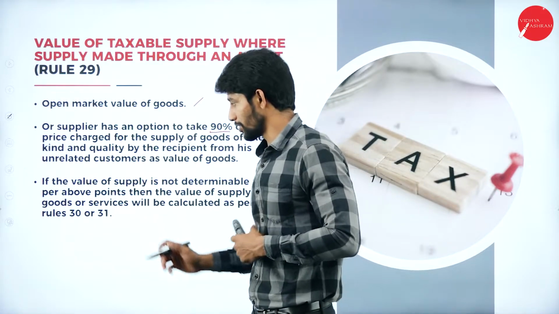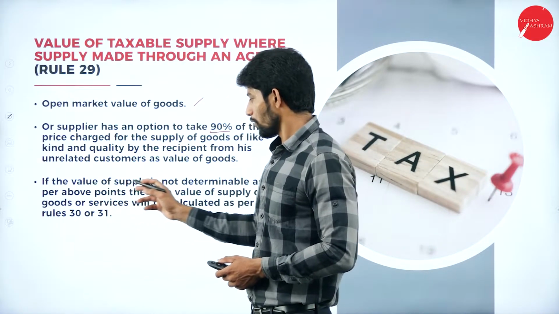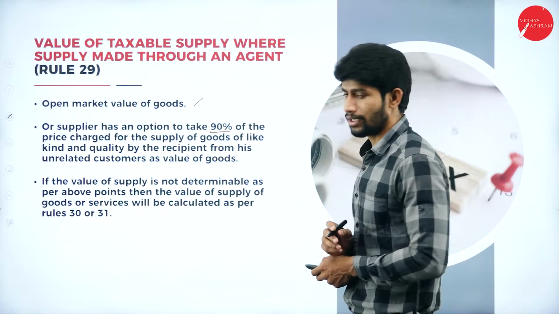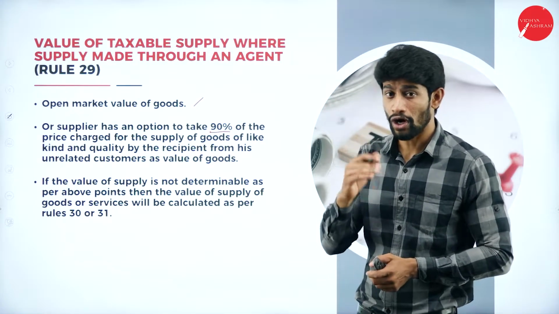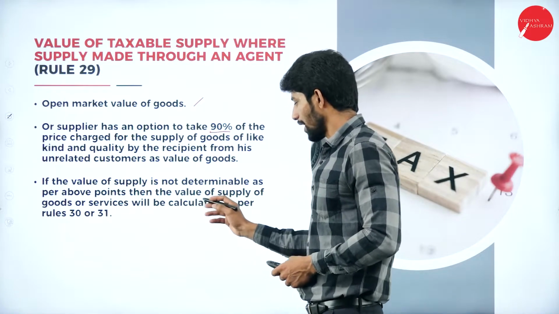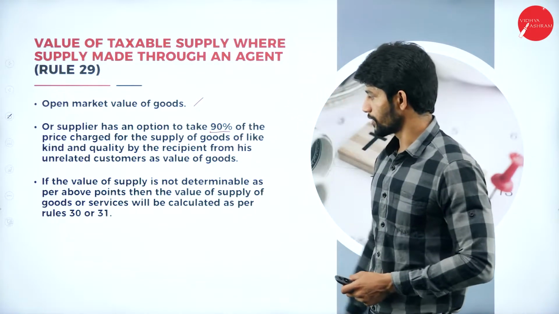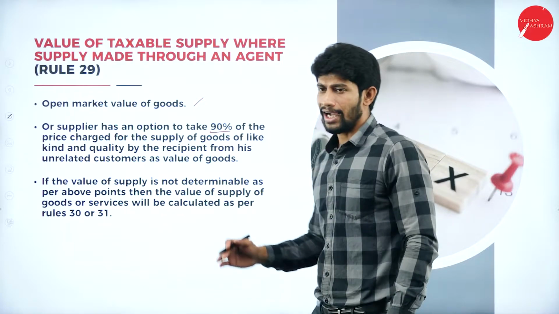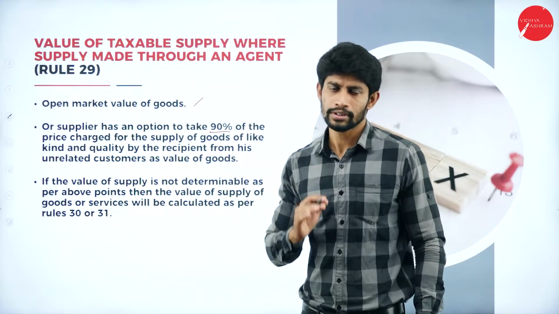Next, the third condition. If the value of supply is not determinable as per the above points, then the value of supply of goods or services will be calculated as per rule 30 and rule 31.